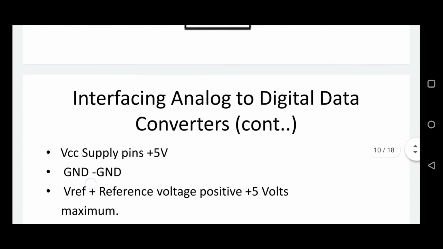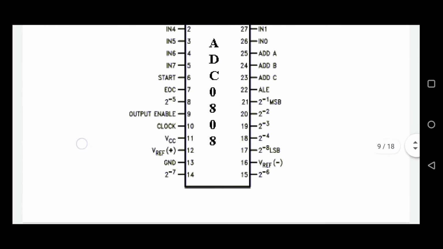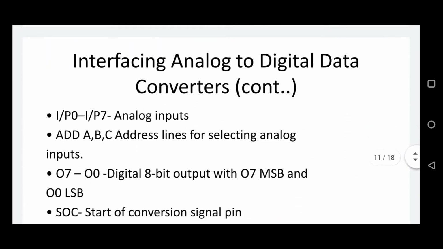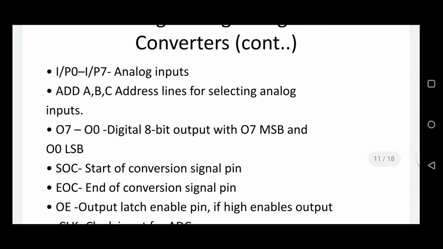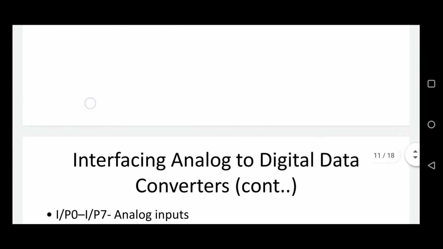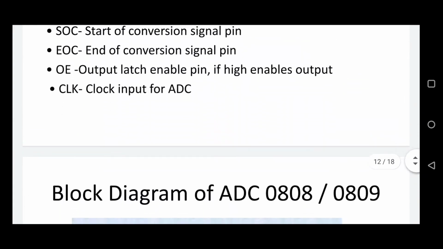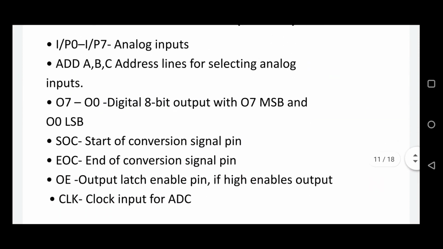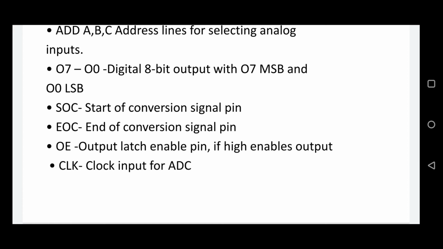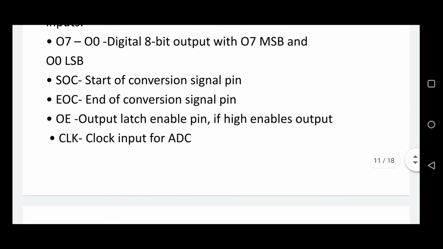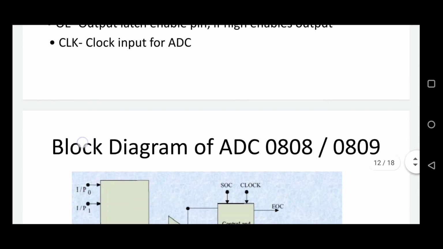In the pin diagram it shows 2 power minus 1 to 2 power minus 8. So students, please consider that these pins are called O0 to O7. Kindly change it and put O0, O1, O2, O3 up to O7. SOC is the start of conversion signal, EOC is the end of conversion signal, and OE is the output latch enable pin. Finally, CLK stands for clock input for the ADC, right?